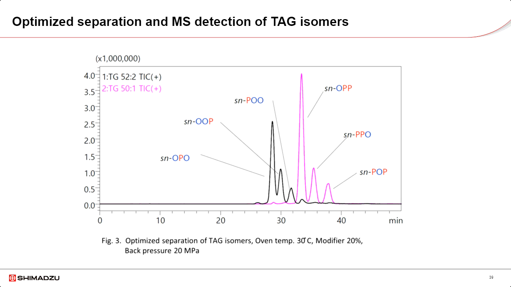Putting that all together gives us a final LC-MS result showing our separation at 30 degrees C for the oven, modifier at 20%, and back pressure at 20 megapascal. So you can see that with just a small tweak to some of those parameters, we can increase that resolution on column.